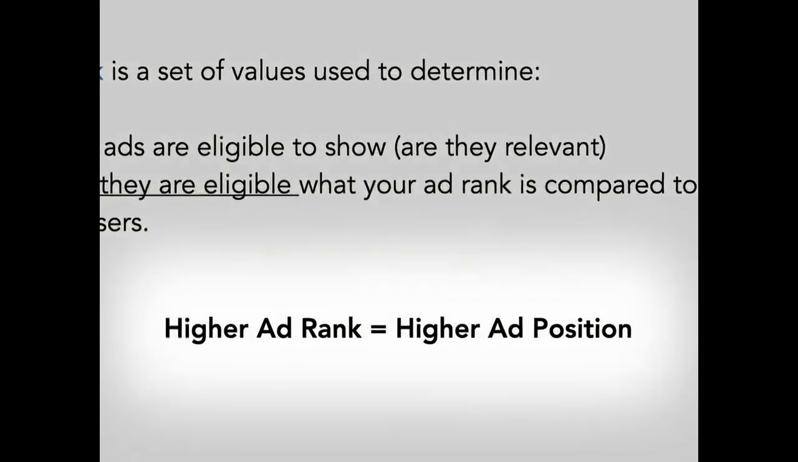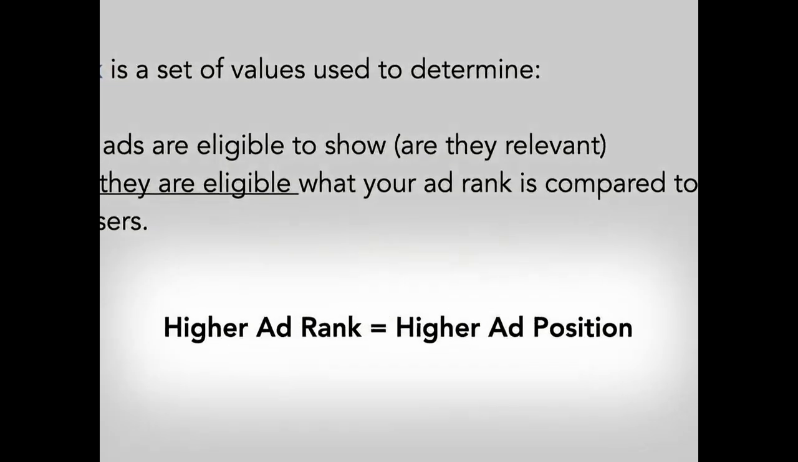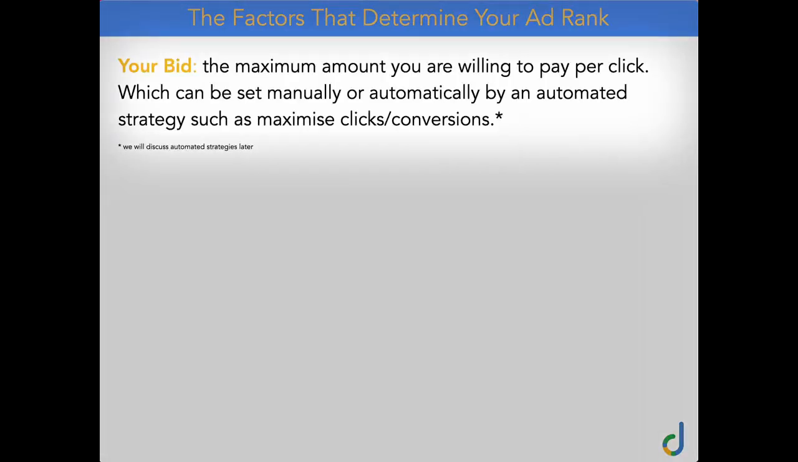So the way to think about it is that the higher your ad rank, the higher the ad position. So using that example of the auction, it is the highest bidder that wins, but it's not about price only. It's also about these ad rank factors. So let's now talk about the factors that determine these ad ranks because it's really important to know. Firstly, your bid: the maximum amount you're willing to pay per click, which can be set either manually or automatically by an automated bidding strategy, such as maximize clicks or maximize conversions.